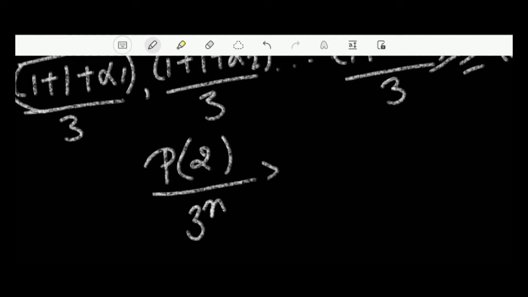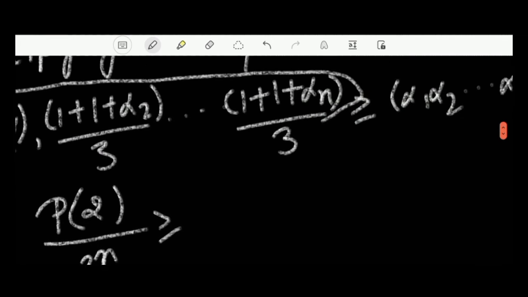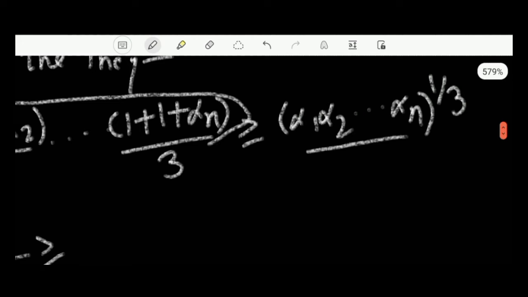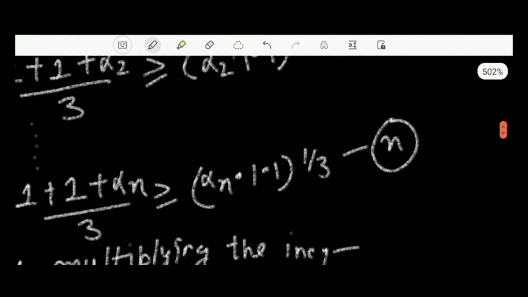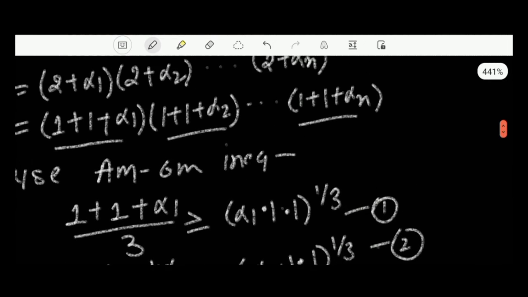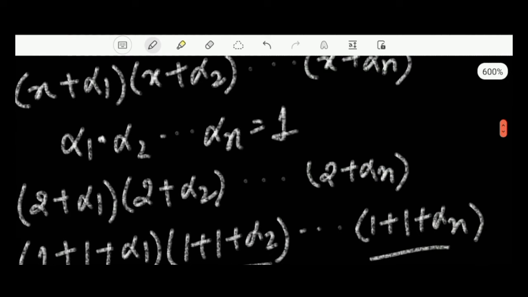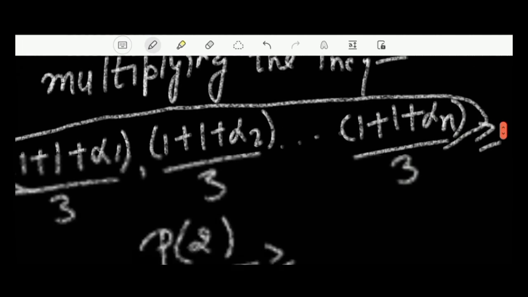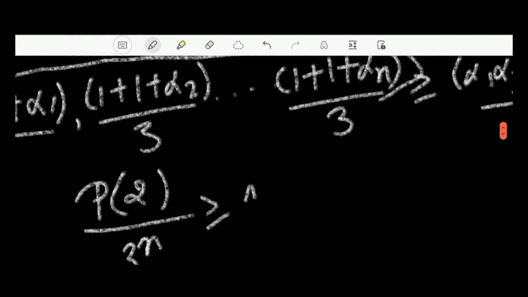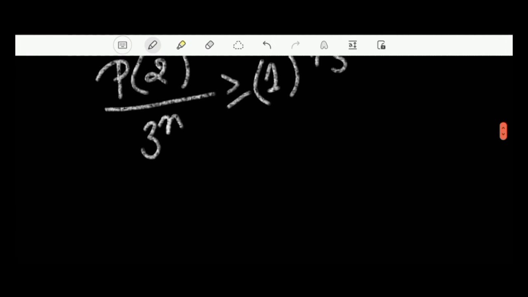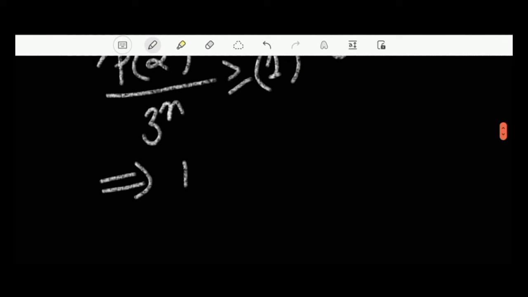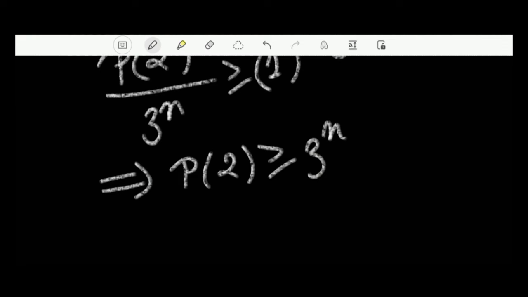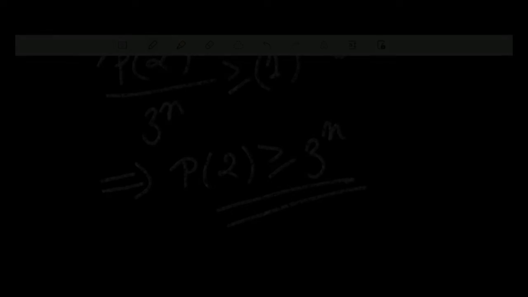It's greater than or equal to. Here we can substitute the value that we already know, that the product of roots is 1. So we can substitute the value 1 over here, raised to the power 1/3. So this simply gives us that p of 2 is greater than or equal to 3 raised to the power n. And it's a good place to stop.